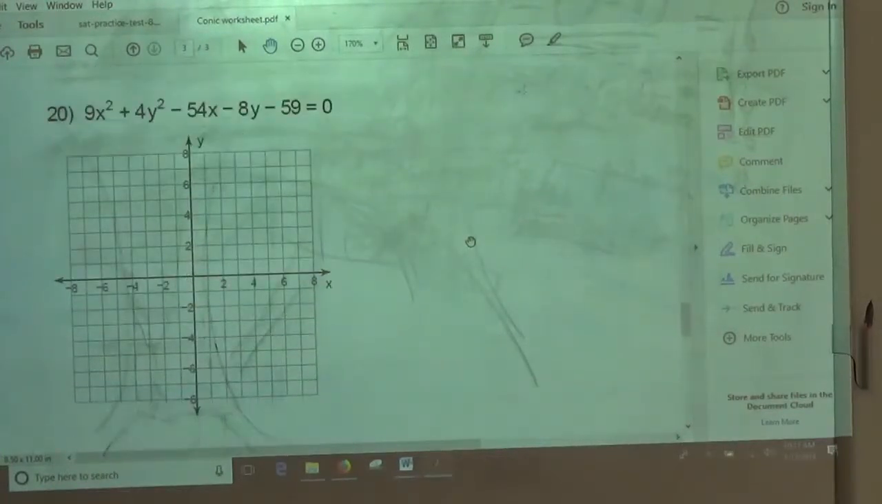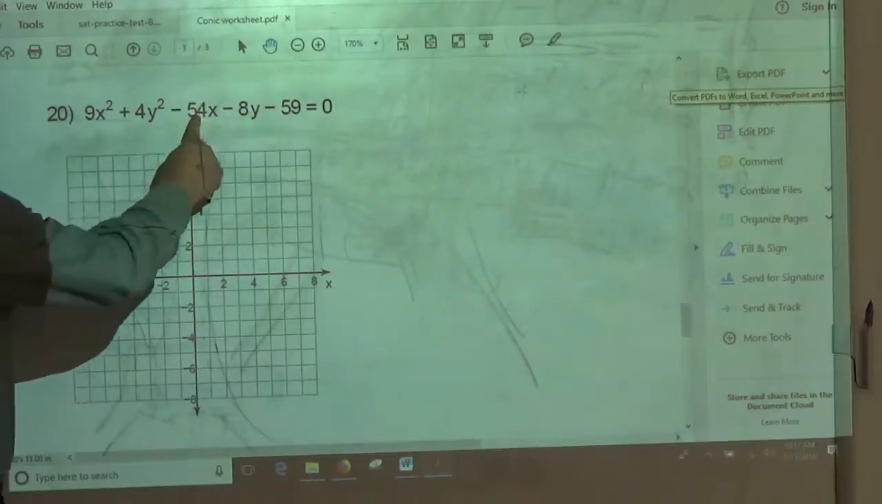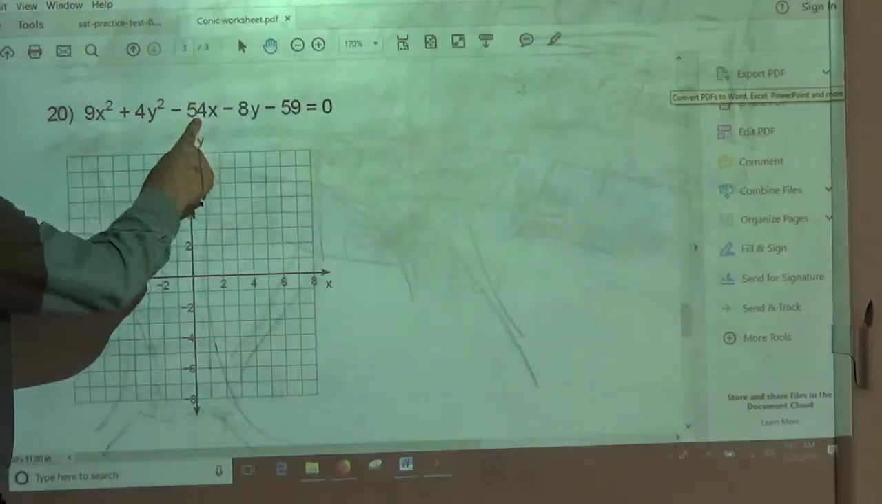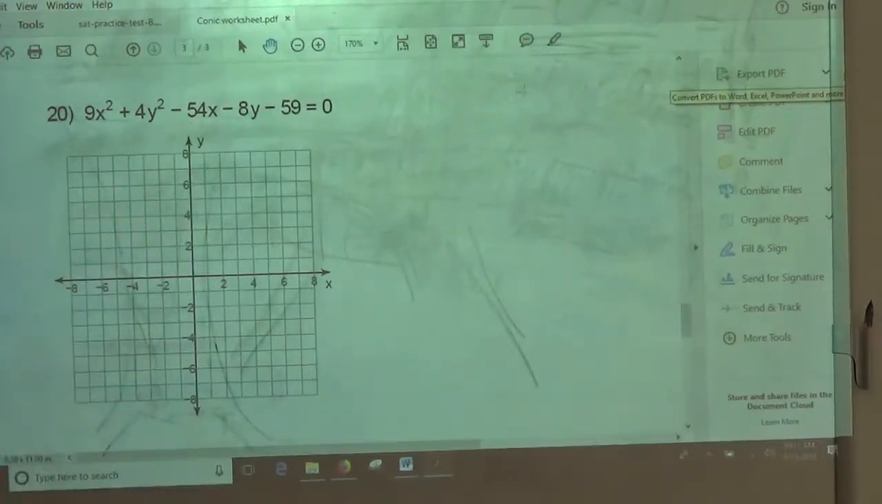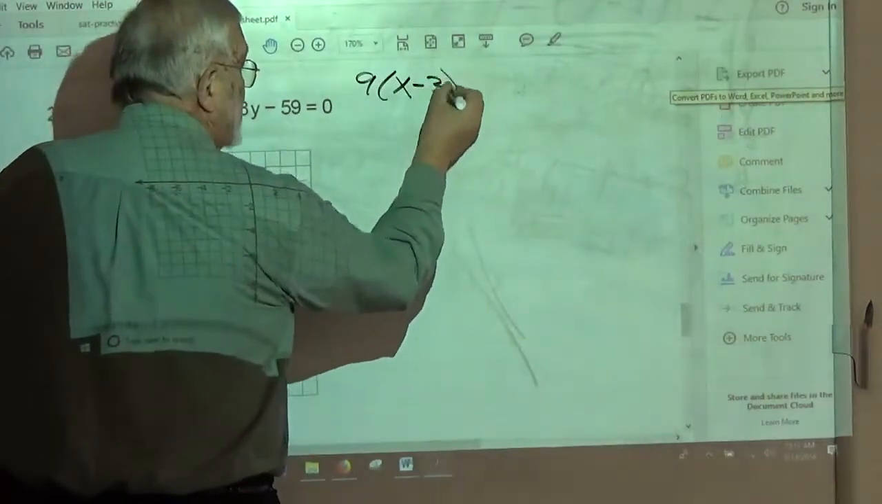Number 20. Now, what do you notice right away? Both are squared, same signs. The coefficients are different, so what's it going to be? It's going to be an ellipse because they're both the same sign too, both positive. So now we're back to the same thing. When we factor 9 out of 54, we get 1 left. Minus 6. What's half of minus 6? So I have 9 times x minus 3 squared.